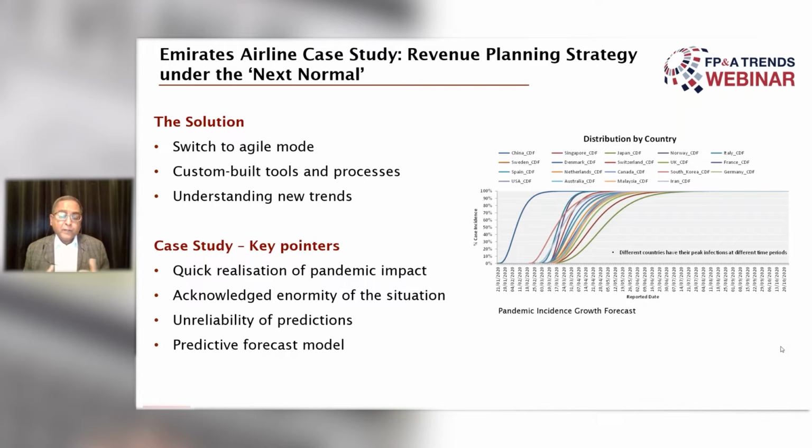Now, there are a few pointers that came out when we started to look into it, and that's what I'm trying to present here in the case study. Immediately we came to a realization that the impact of the pandemic was going to be severe. We acknowledged the enormity of the situation, and that was very important, because if we do not see the gravity of the situation, it's going to be extremely difficult to set out a plan and to be able to mitigate the issues associated with that.